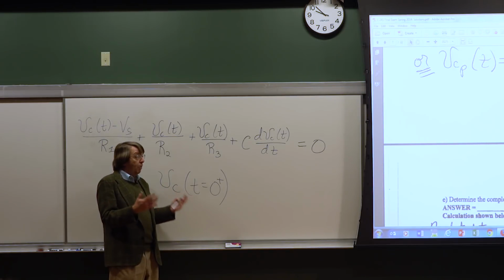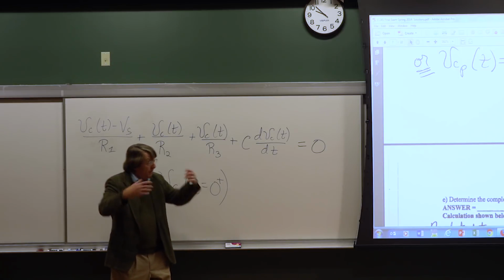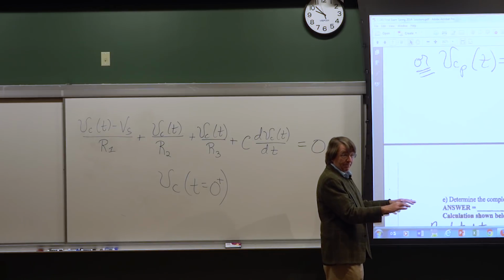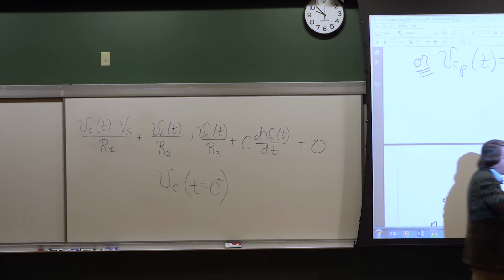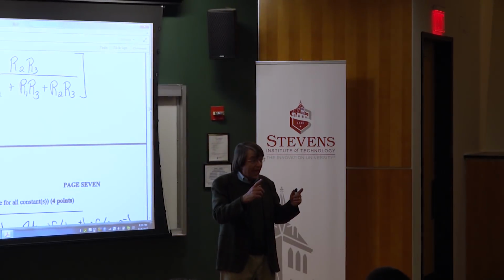At t equals 0 plus, the switches were just changed. So the capacitor is a capacitor. But if I could go back in time to t equals 0 minus, the capacitor was an open and the inductor was a short. Life was simple. Can I do that?